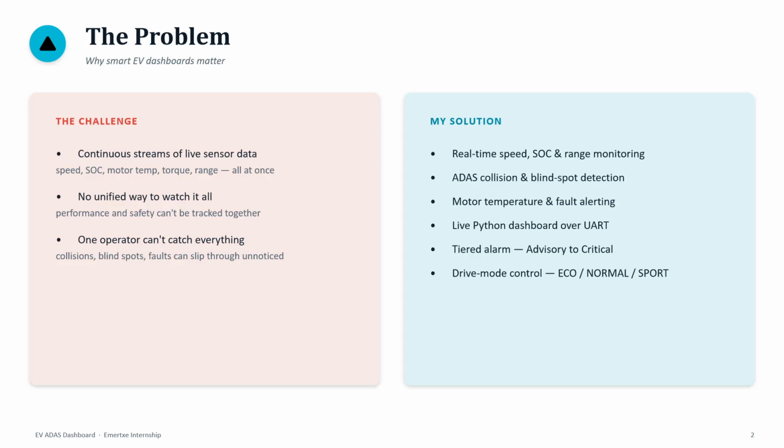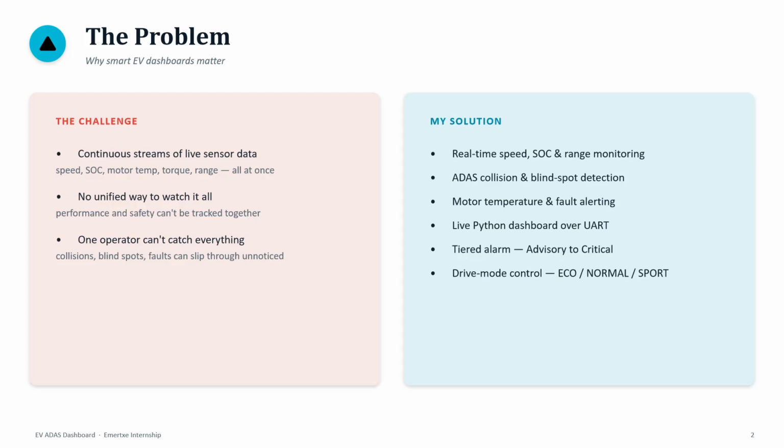So the EV ADAS dashboard is a solution to a problem, and it contains real-time speed, SOC, and range monitoring. Sometimes not all dashboards can incorporate this into one dashboard, but the solution was to incorporate all of them into one ADAS dashboard. It also contains ADAS collision and blind spot detection. It measures the temperature and also alerts for faults. And all of this data was streamed over UART to Python.